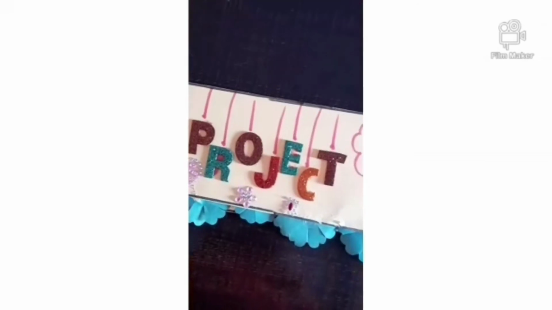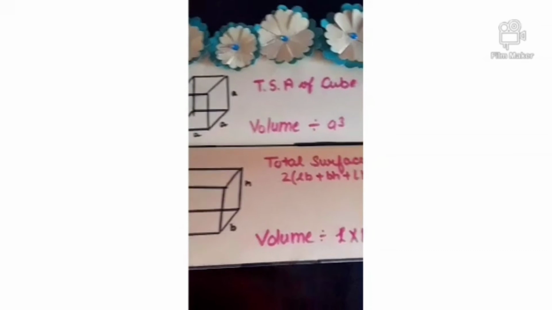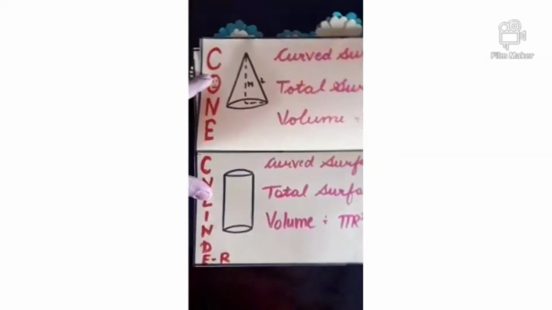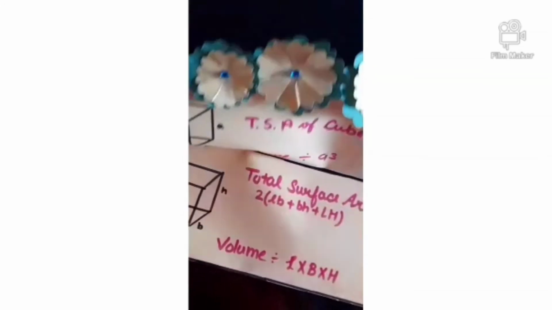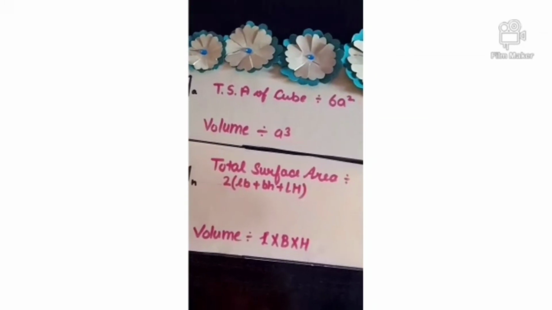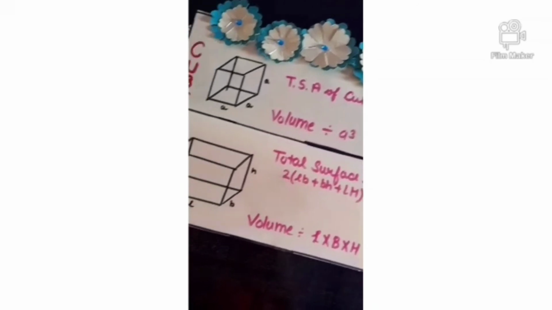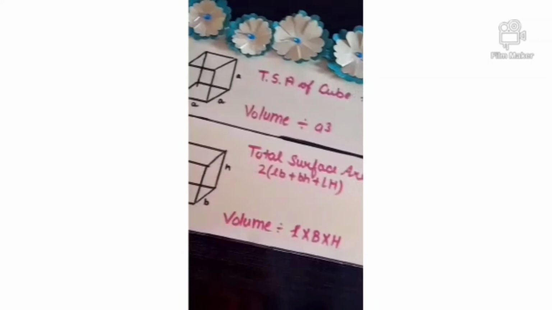Now let us see 3D shapes: cube, cuboid, cone, cylinder, sphere, hemisphere. Cube: total surface area of a cube is 6a², volume of a cube is a³. Cuboid: total surface area of a cuboid, you can also see.